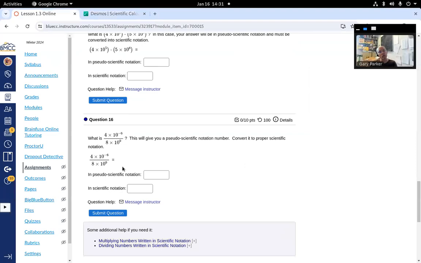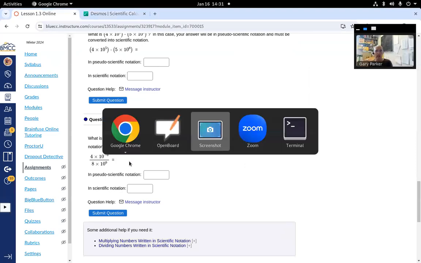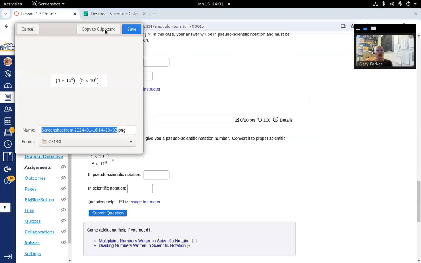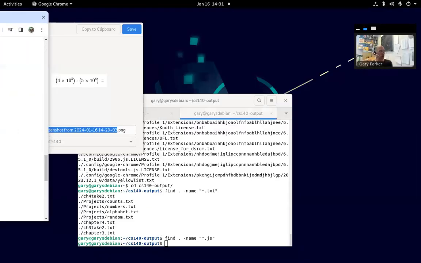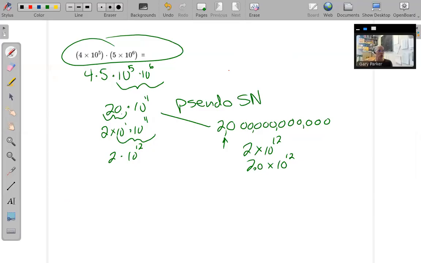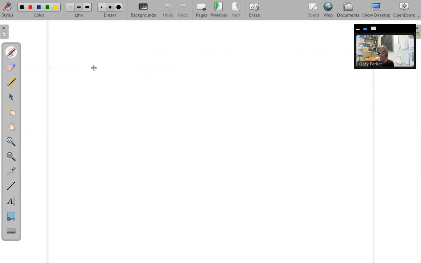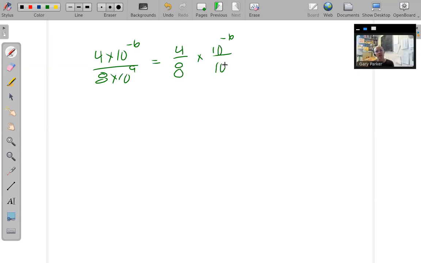If I wanted to do one that had division in it, we could do it with or without a calculator. Let's get a screenshot. Actually, I can just move it over and copy it by hand. All right, so my other problem had 4 times 10 to the negative 6 divided by 8 times 10 to the 9th. Cleaning that up, I could rewrite it as 4 over 8 times 10 to the negative 6 over 10 to the 9th.